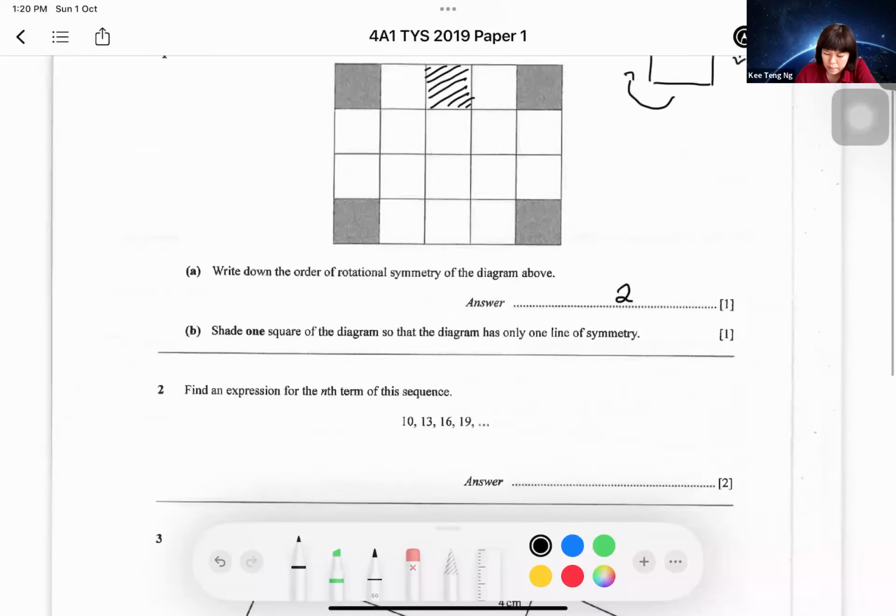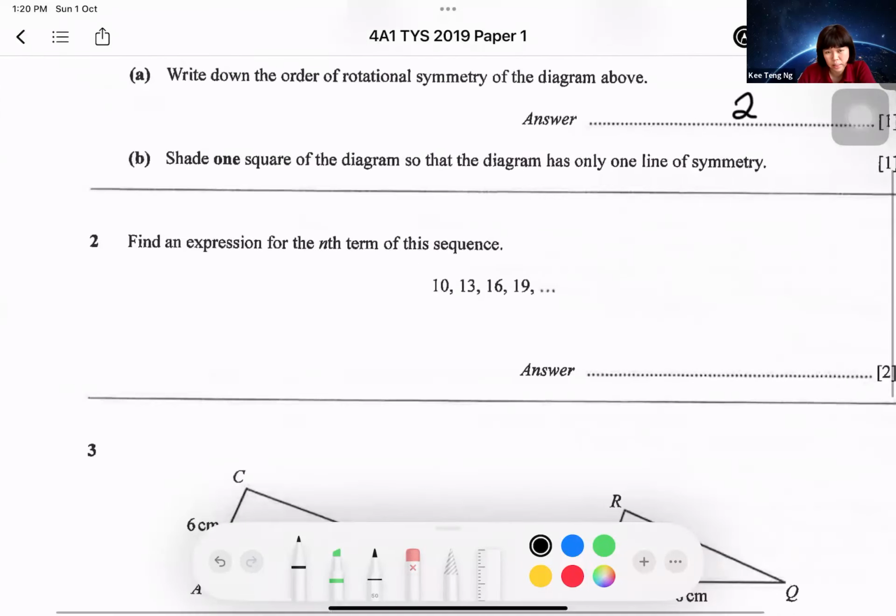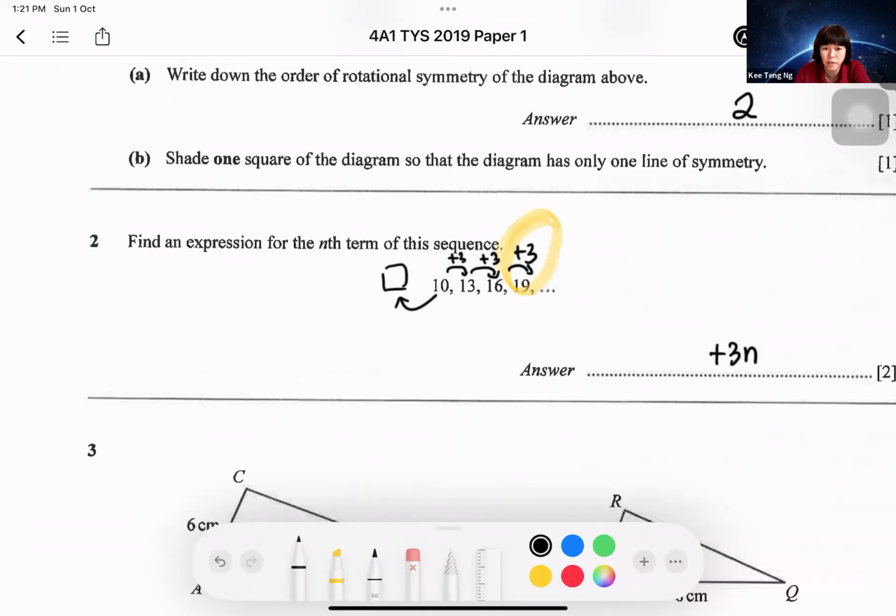Next question, find an expression for the nth term of this sequence. In this sequence, you notice this one is plus 3, plus 3, plus 3. So every time we have plus 3, my formula will have a 3n. Then I need to think what number plus 3 can give me 10? 7 plus 3 can give me 10. So this answer will be 7 plus 3n. Or you can minus 3 from 10, and you know that the number is 7.